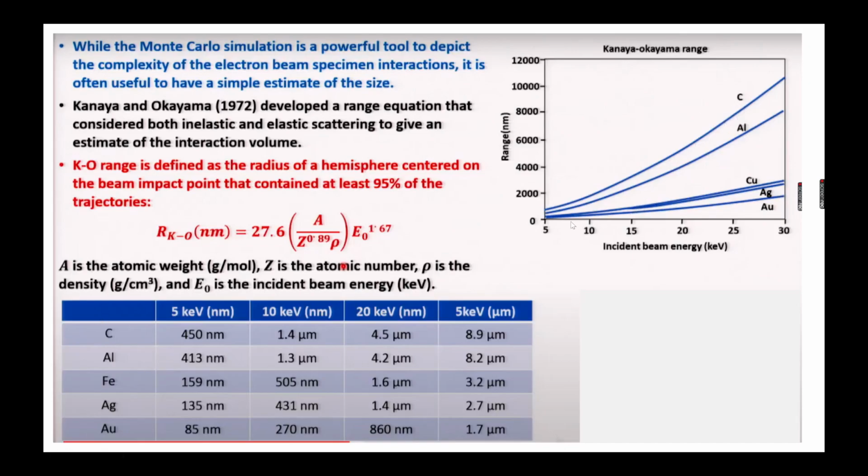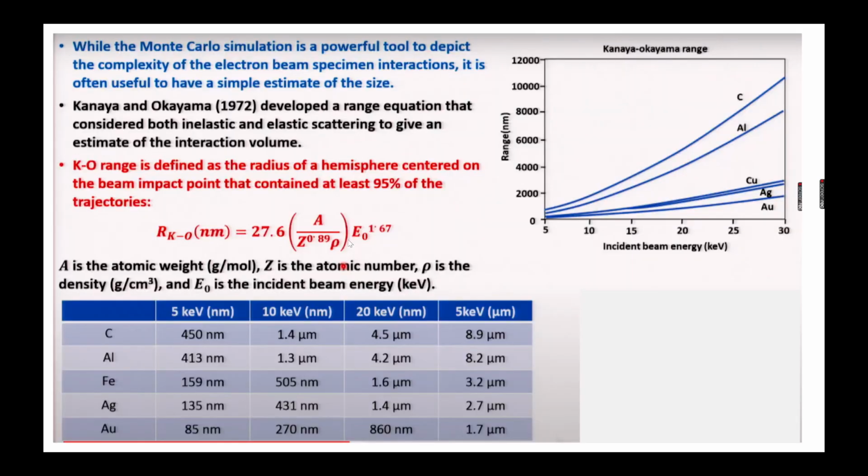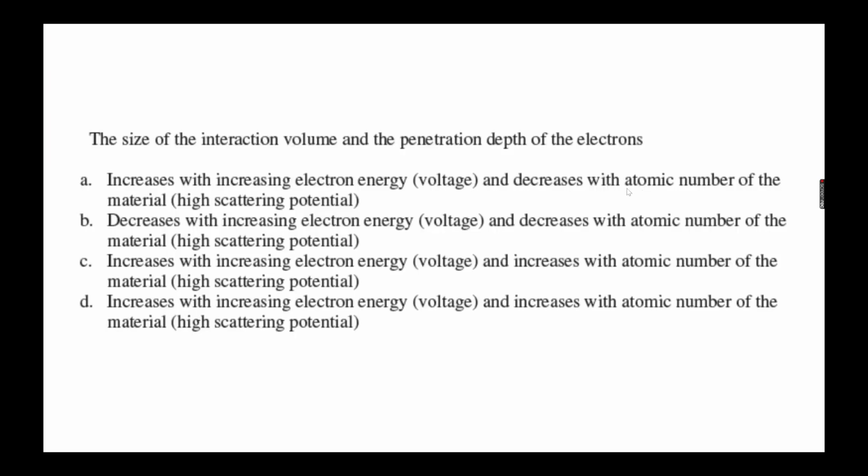Here this plot is also saying the same thing which I have explained through the table. So here the answer would be: increase with increasing electron energy and decrease with the atomic number of the material. So this would be the answer A. Increase with increasing electron energy (voltage) and decrease with the atomic number of the material.